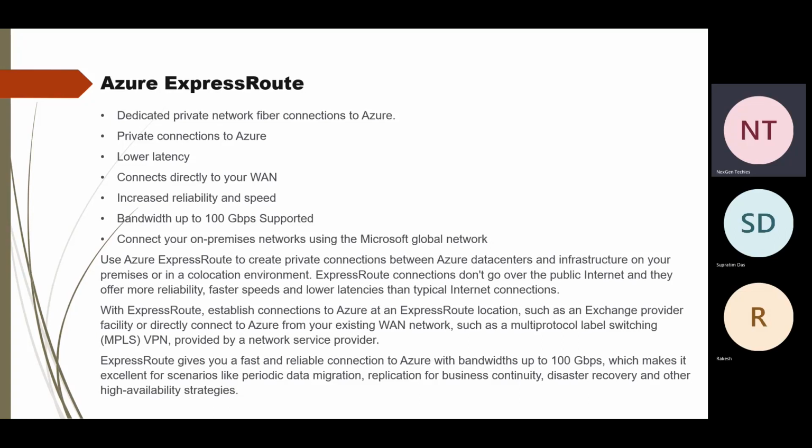It is a fiber connection to Azure. It is a private connection to Azure with low latency, connecting directly to your corporate networks, with increased reliability and speed, and bandwidth of up to 100 Gbps supported. It connects your on-premise network.